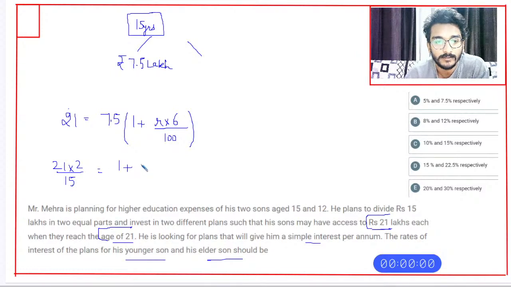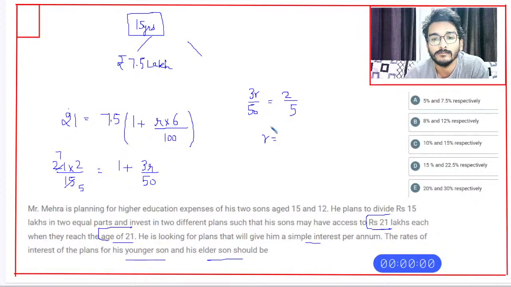This is 1 plus 3R by 50. This is 5 and 7, 14 by 5. So 3R by 50 equals 14 by 5, that is 2 by 5. R equals how much? 10. Sorry, it is 14 by 5 minus 1. So calculation mistake. 14 by 5 minus 1, that is 9 by 5. So 10 and 3, 30%.